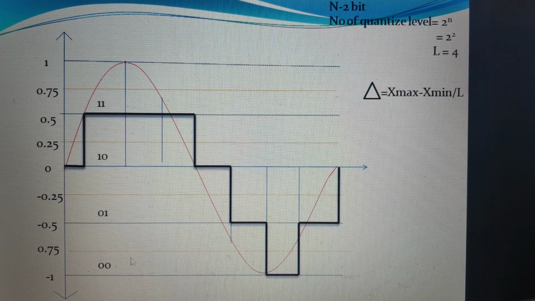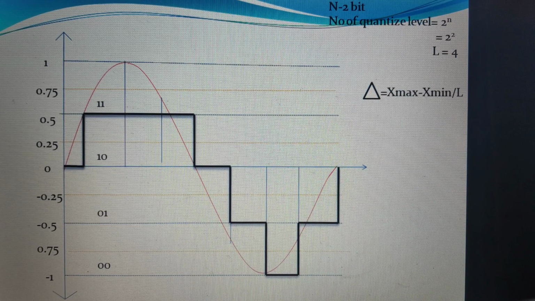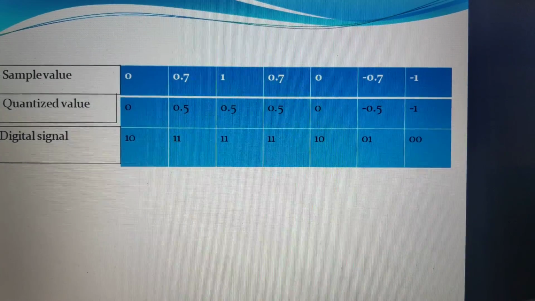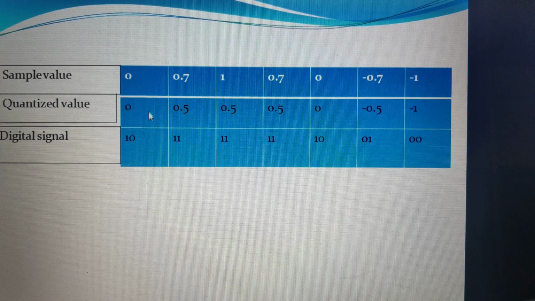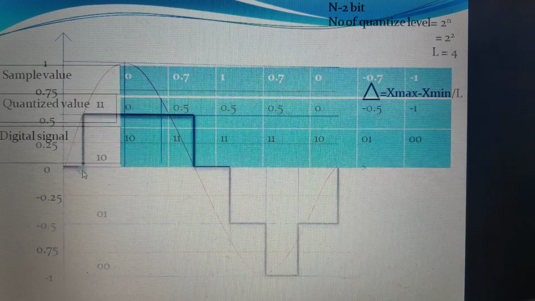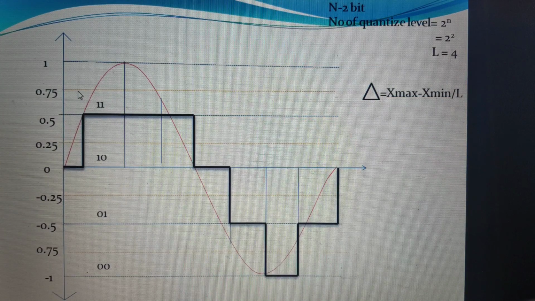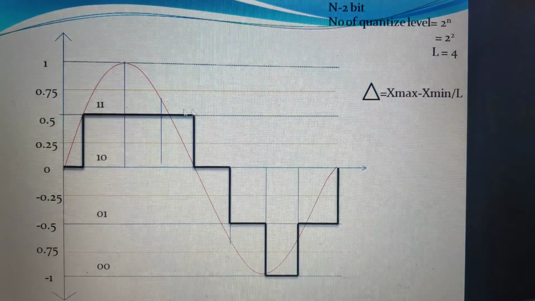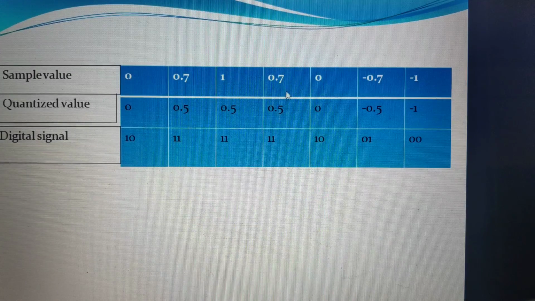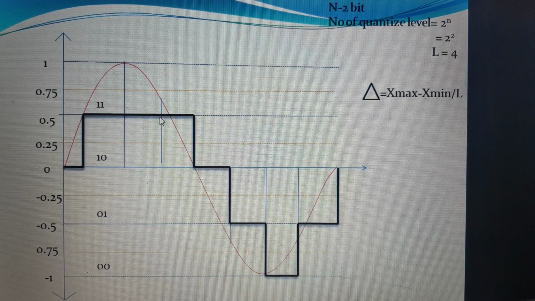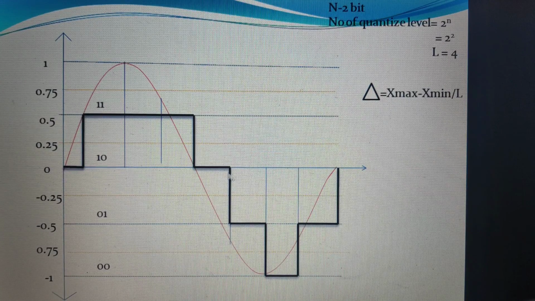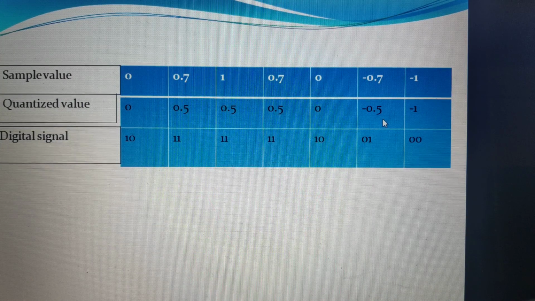So next, the amplitude is minus 0.5. For minus 0.5, the nearest quantization level will be minus 0.5, and for 0 again it will be 0. So by this we can make a table. In this table we can see that for 0 the quantized value is 0, and for 0.7 the quantized value is 0.5. For 1 also the quantized value is 0.5, and for 0.7 also the quantized value is 0.5, and for 0 again it is 0. Like this, for minus 0.7 we will take minus 0.5, and for minus 1 we have seen from that graph.